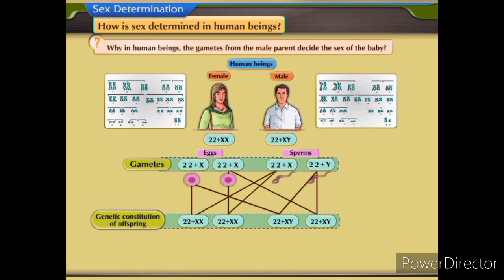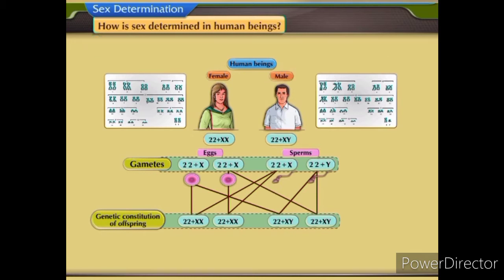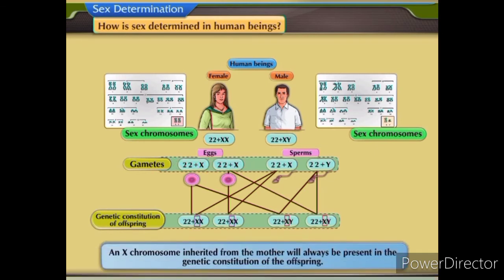Do you know why in human beings the gametes from the male parent decide the sex of the baby? Let us understand this. A male parent has XY sex chromosomes. This parent produces two types of gametes, one with an X and the other with a Y chromosome. A female parent has XX sex chromosomes. Hence, this parent will always produce two similar types of gametes, those with a single X chromosome. Thus, an X chromosome inherited from the mother will always be present in the genetic constitution of the offspring.